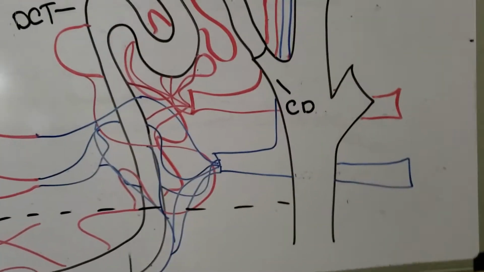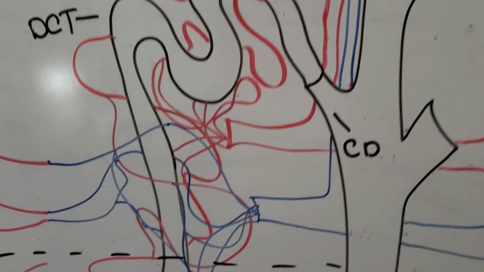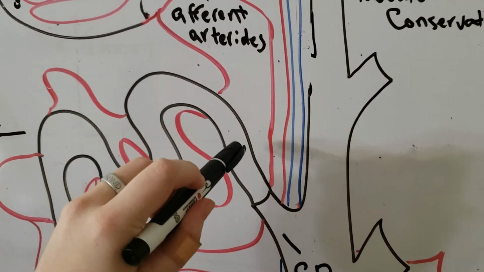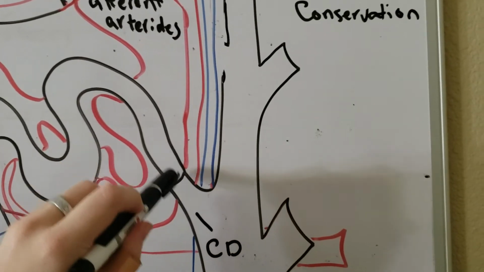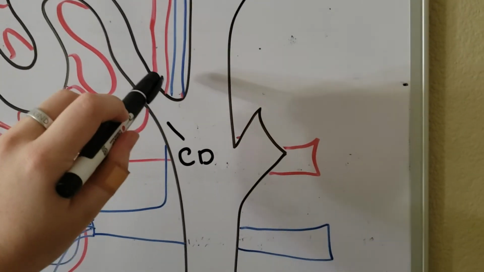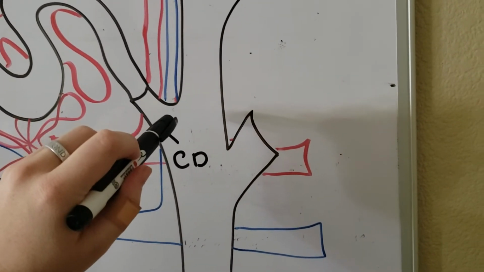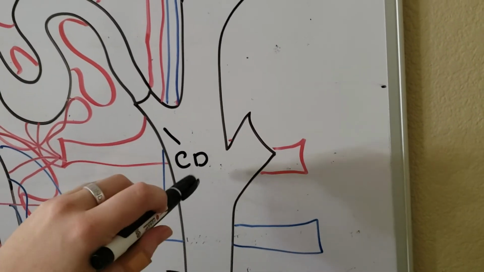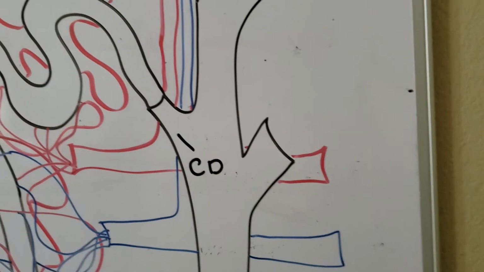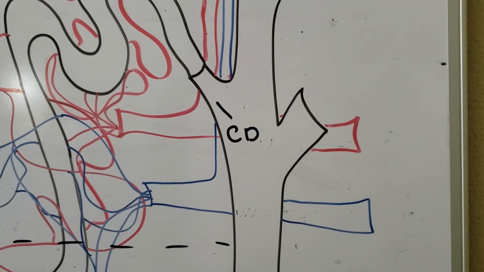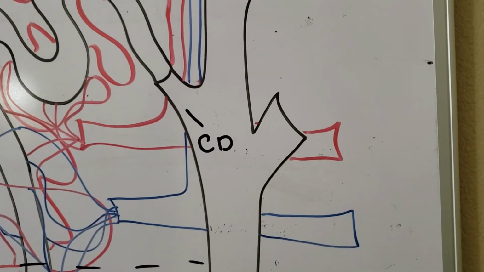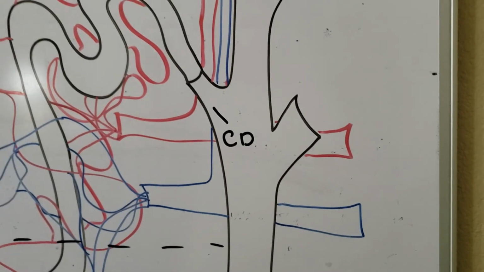Finally, water conservation can be done in the collecting duct. So everything comes back to the DCT. Water conservation also occurs here. And everything goes into the collecting duct, which empties into the minor calyx, then the major calyx, then down to the ureter. The collecting duct may also be the site of urea recycling, where urea leaves the collecting duct and moves to interstitial fluid in order to maintain water balance as well.